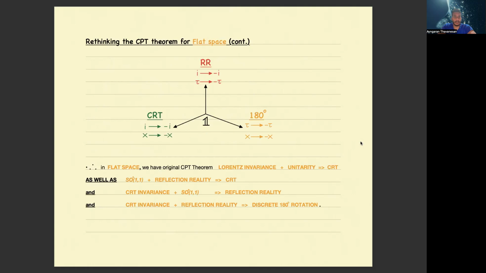So rethinking the CPT theorem for flat space, we can now take these three discrete symmetries: the one we've identified from unitarity, which gives us reflection reality, Lorentz invariance, which gives us the 180-degree rotation, and finally the discrete symmetry of CRT. And we see that any two of these discrete symmetries imply the third, and all three combined together give the identity. And therefore, in flat space, we not only have the original CPT theorem, but we also now have converse statements.